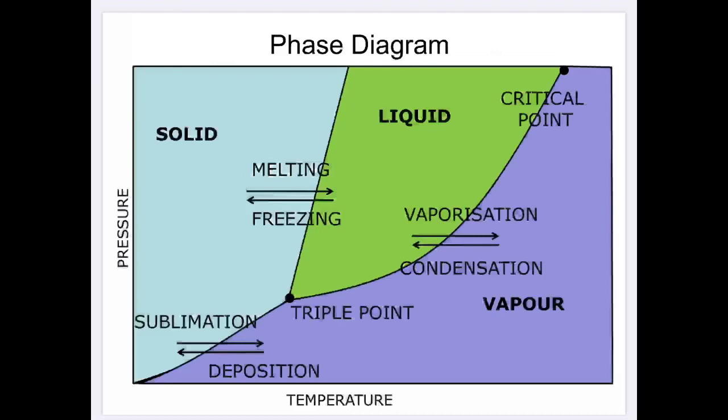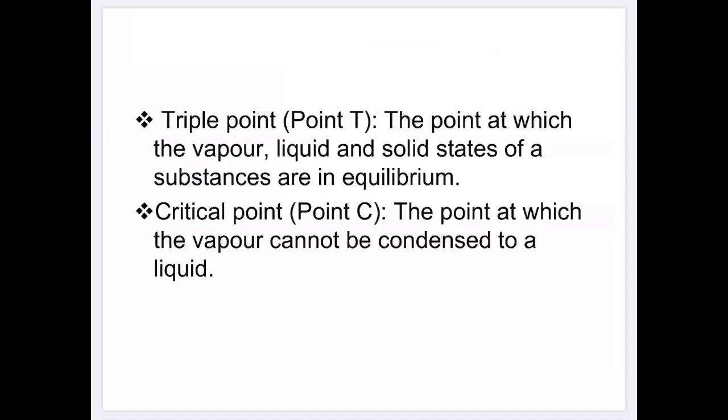There are also 2 points which we should know, which are triple point and critical point. Triple point is the point at which the vapor, liquid and solid states of a substance are in equilibrium, while critical point is the point at which the vapor cannot be condensed to a liquid.